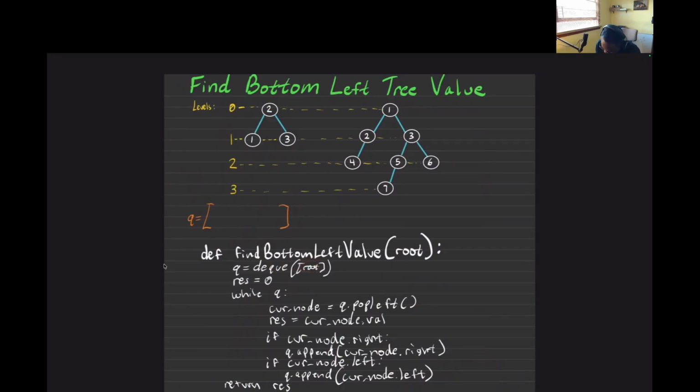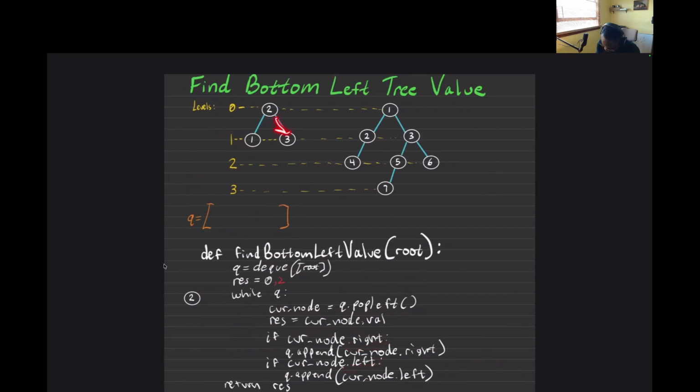So we'll take this guy, bring it here, okay? And now we're inside the while loop because there's a queue. Current node is equal to queue.popleft. So we pop this guy off. Update res to equal current node.value. So res now becomes this 2 here. Does it have a right and does it have a left? Okay, it has a right.